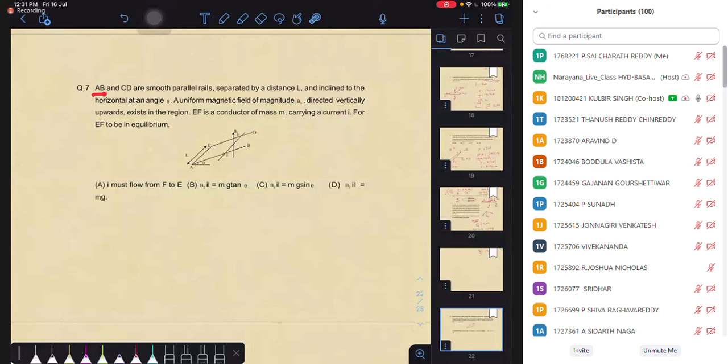Once again, say AB and CD are smooth parallel rails separated by a distance of L and inclined to the horizontal at an angle of theta. In the last problem, your rails were on the ground. Now the rails are inclined. Okay, I am going to make it as an incline. Just a minute.